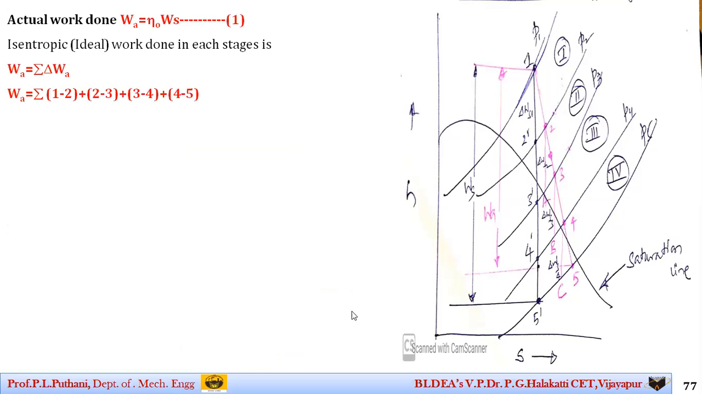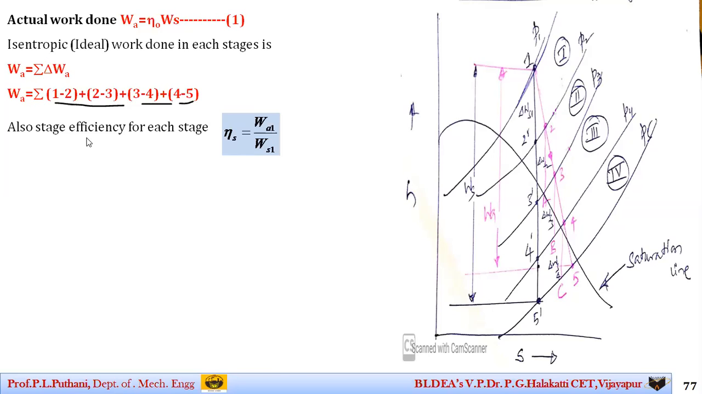Now the actual work done, I can write it as Wa is equal to eta naught into Ws, where Ws is the work done of all the stages, that is the total number of stages. So I can combine them all together as Wa is equal to the summation of delta Wa, where the work done for 1 to 2, 2 to 3, 3 to 4, 4 to 5, all are taken, the summation of the work done for all the 4 stages.